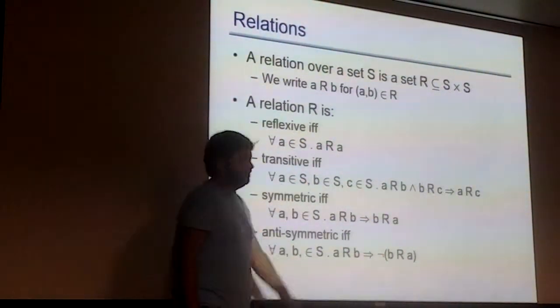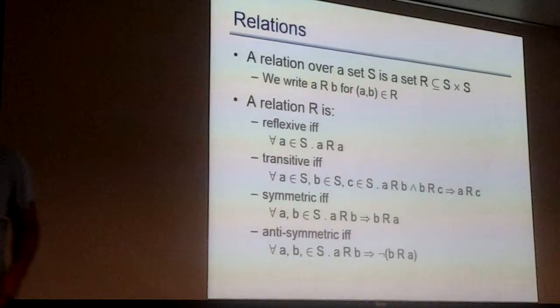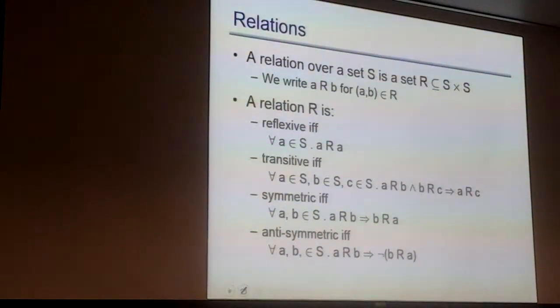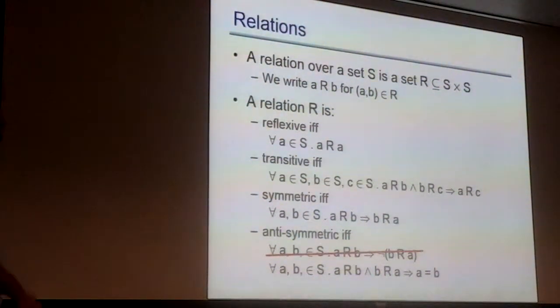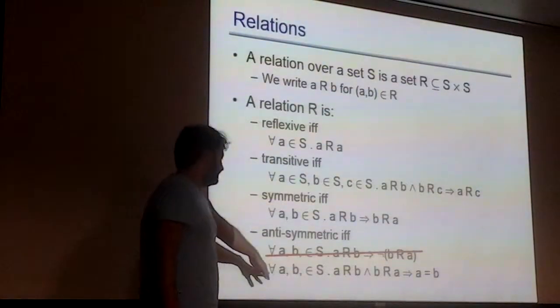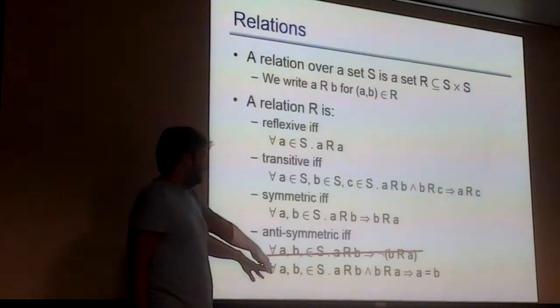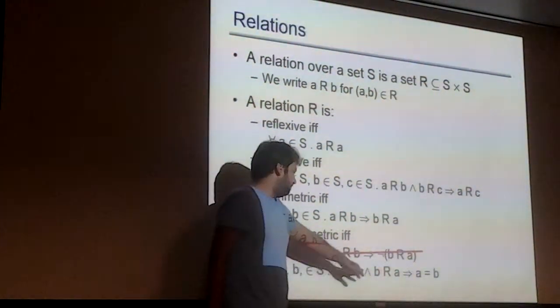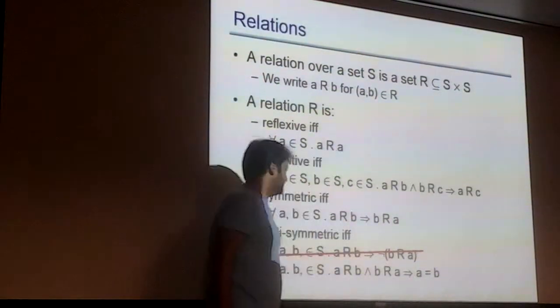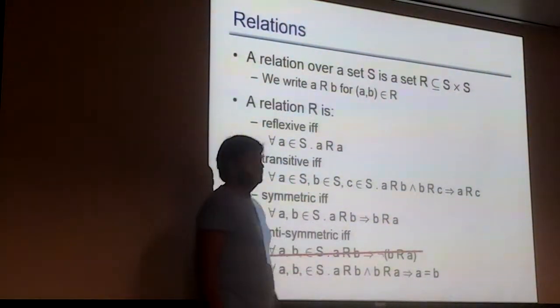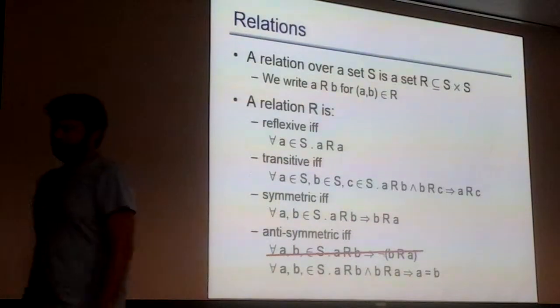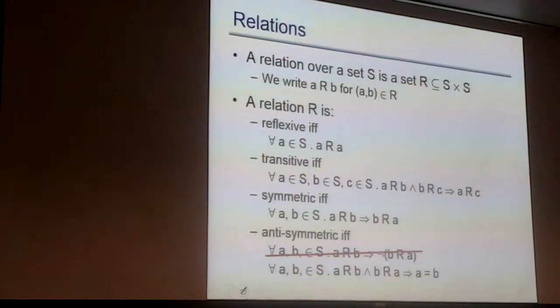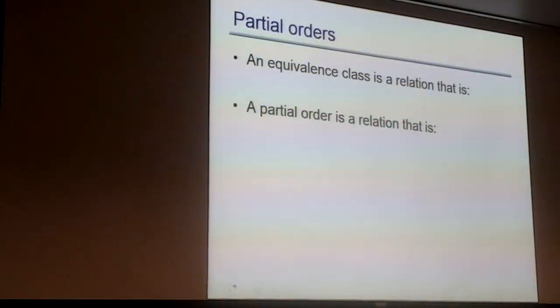Antisymmetric, this is actually the wrong definition. Usually we talk about why it's wrong, but let's not worry about that. Antisymmetric is actually this: if A R B and B R A, then A is equal to B. That's just the definition. It's not that important to understand those details.